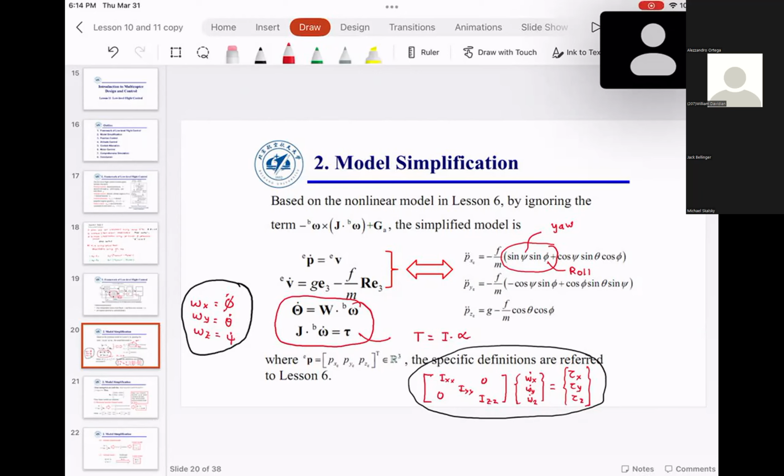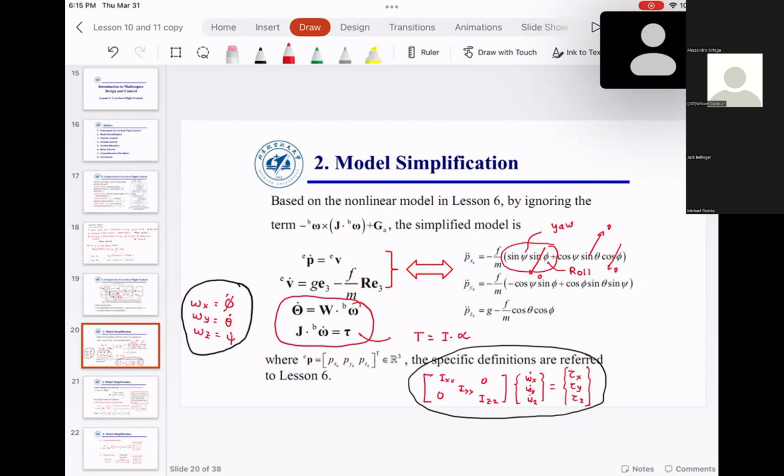If the quadcopter is in stable hover, your roll angle is basically 0. So when your roll angle is 0 and when your pitch angle is 0, let me write this down. Imagine your roll angle is 0. So this term becomes 0. Your pitch angle is 0. This term becomes 0, which means the horizontal acceleration becomes 0. So the quadcopter cannot move horizontally. So you need to relax one of those assumptions.